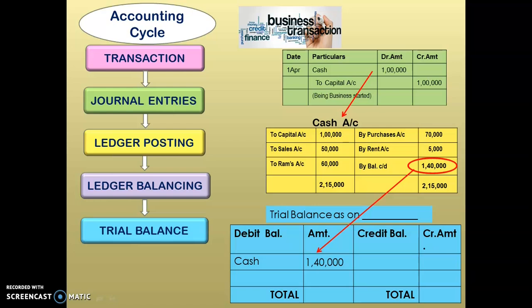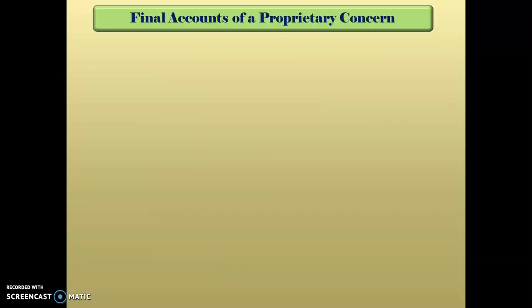Thus, trial balance is a statement of all the debit and the credit balances of ledger accounts. And with the help of this trial balance, we'll be preparing our final accounts. Final accounts of proprietary concern.